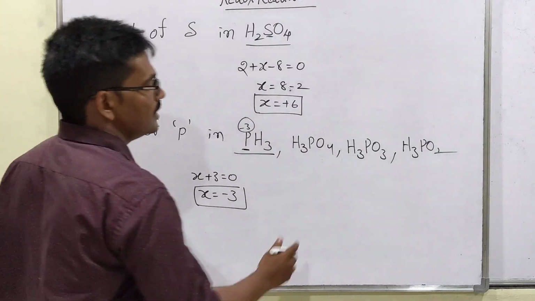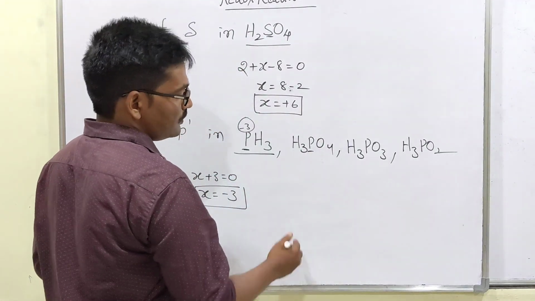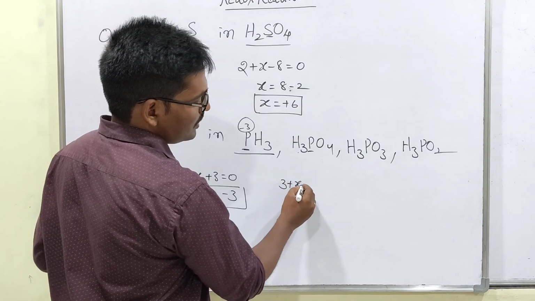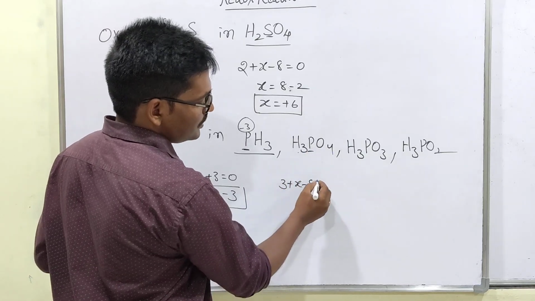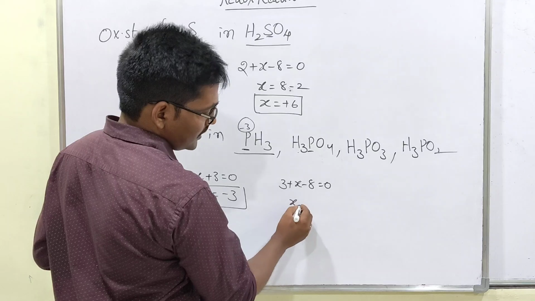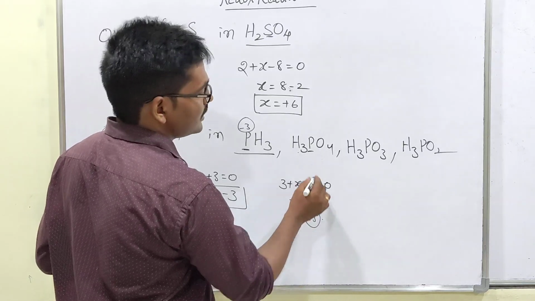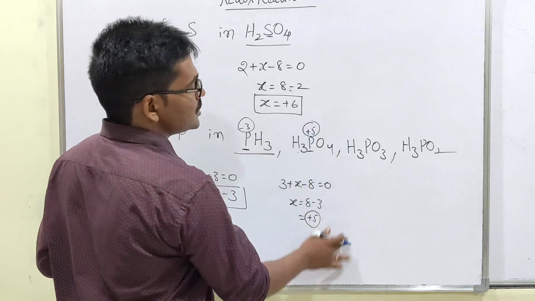Clear, my dear students? Then H3PO4, in case you take, then 3 hydrogen atoms, 3 plus X, then minus 4 into 2 is minus 8, then equals 0. X equals 8 minus 3, then plus 5 oxidation state you can get. This is plus 5 oxidation state.